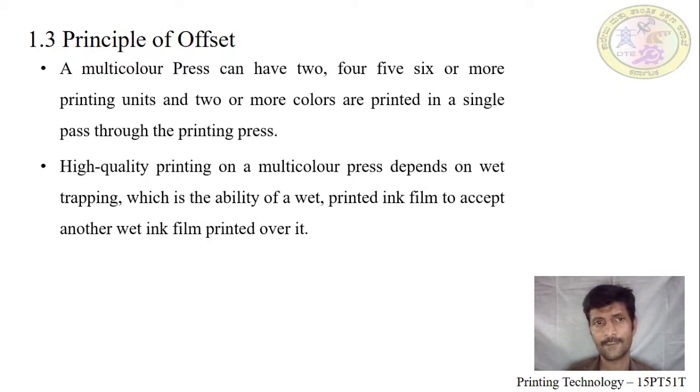A little bit of the viscosity of the wet ink has to go to the next printing unit and be printed upon by the next color, so that the trapping is correct. The ability of the wet printed ink film to accept another wet ink film printed over it is called wet trapping in multicolor sheet-fed offset printing.